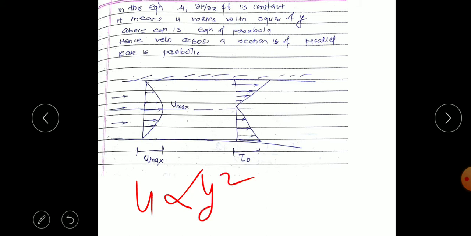So at y equals 0, that is at this point, and at the top side, where y equals t, the velocity will be 0, as at this point y is 0. So putting here the velocity (ty minus y square).